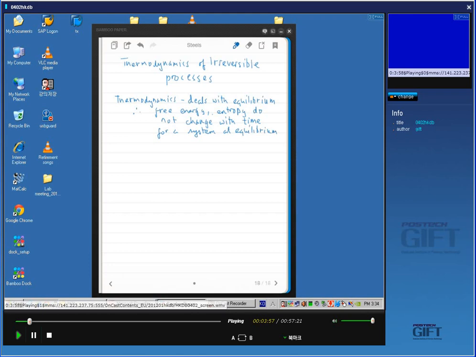Now, normally, after thermodynamic calculations, you need to do some kind of a kinetic calculation. And a kinetic phenomenon is such that energy is being dissipated. Okay? So I'll write that down and explain it in a bit more detail after that.